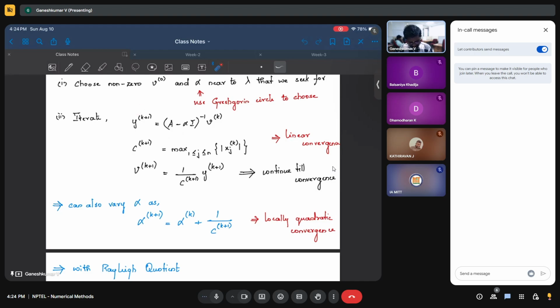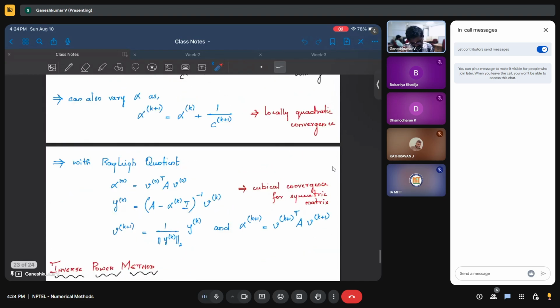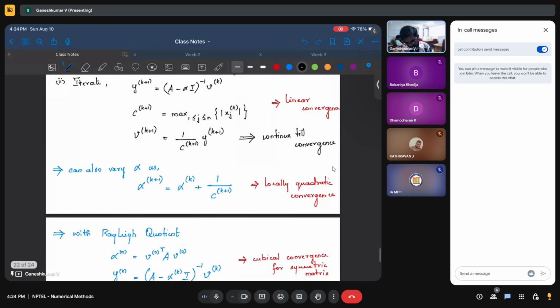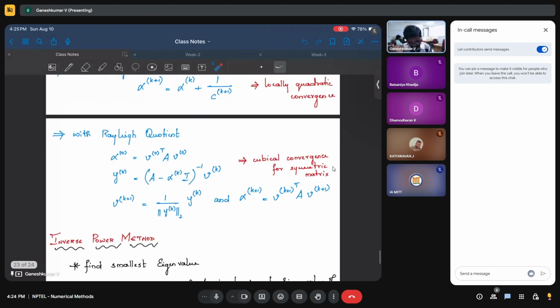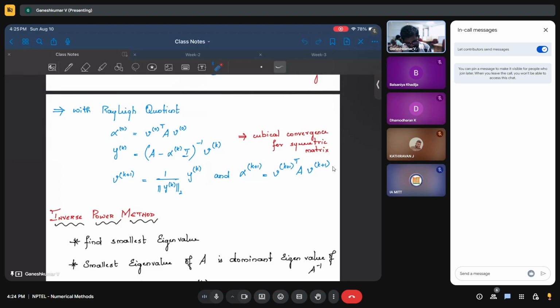So once you get y, same method: you find the maximum element, you divide by it, you basically normalize, and you end up having the new vector, and you again go back, multiply it with this, and keep doing this until convergence. Okay, and either you can keep alpha the same from the first, or you can keep changing it, or you can also use the Rayleigh coefficient, which is going to improve your convergence. Basically you update alpha_k in this manner. These are the different ways that you can change your convergence rate.